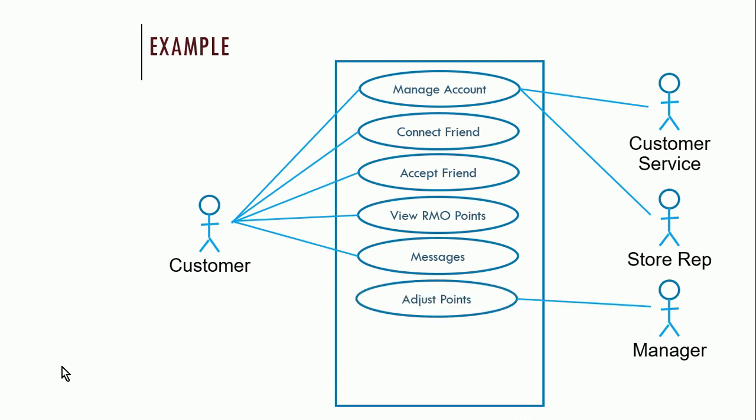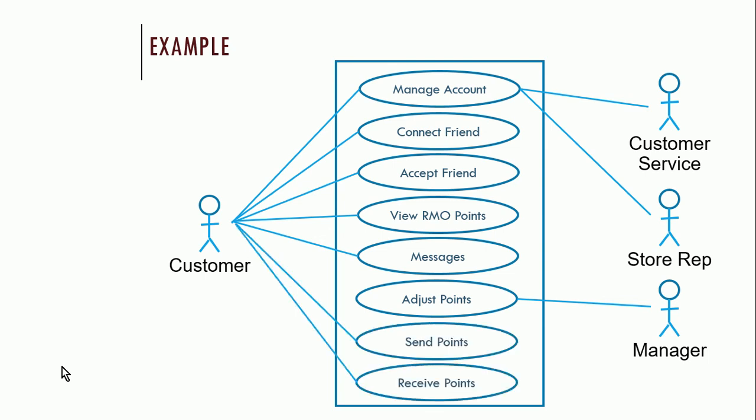The manager could adjust points. Maybe something got messed up, or maybe they want to give a customer some extra points because they told them about a spill in aisle 5 or something. I don't know. You can send the points to somebody and you'd be able to receive points. So this is how we might draw a simple use case that describes how the customer, the customer service, and the store reps are going to interact with this customer loyalty system.